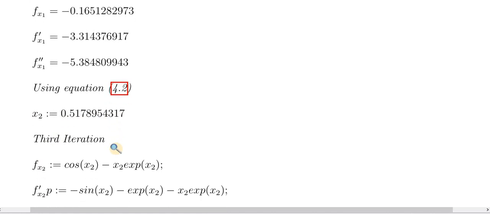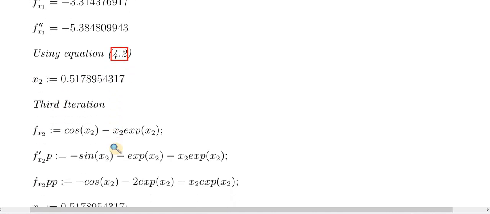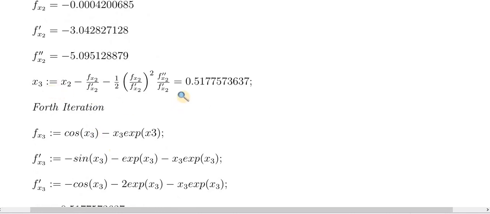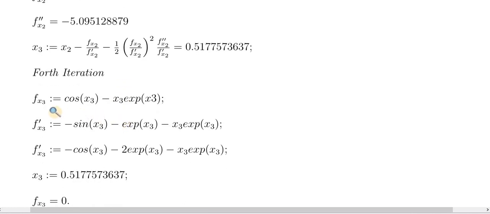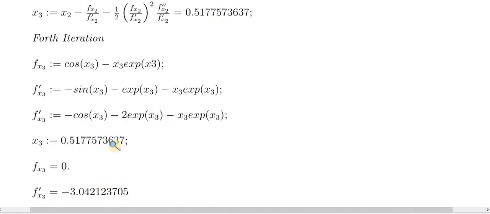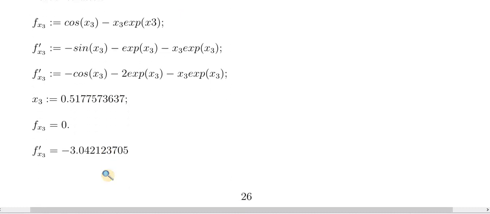Your s2 is 0.5178954317. Continuing in that pattern with the third iteration, you have your s3, which is equal to 0.5177573637. To get your fourth iteration, you follow the same pattern, stating the function in terms of s3 and finding the first and second derivatives, and you substitute s3, the value that you got here, into these equations, and you have the following.